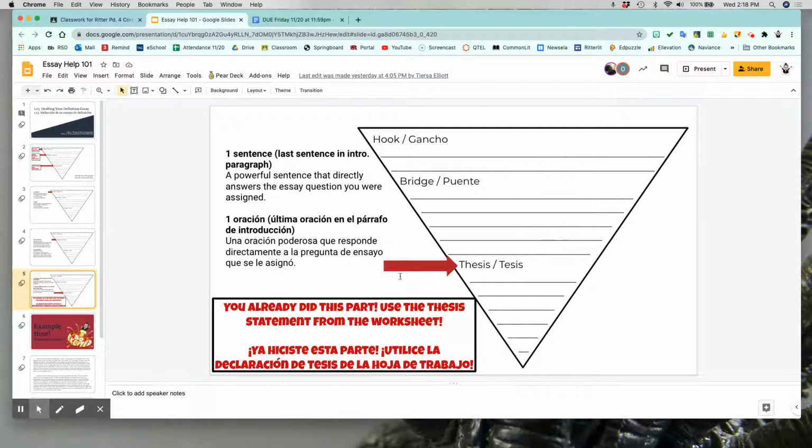And then the last thing is the thesis, which we did on a separate piece of paper. So you should already have your thesis statement finished when you start writing your introduction, which means that this whole bottom third is already done. So you're mostly concerned with just writing a hook and a bridge.